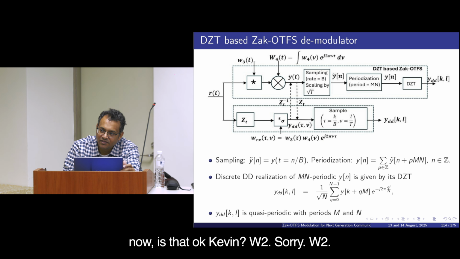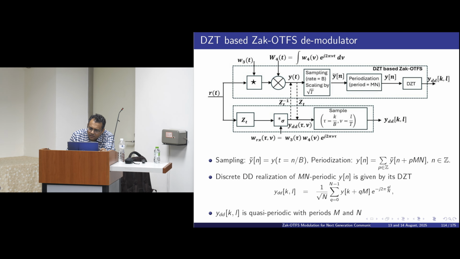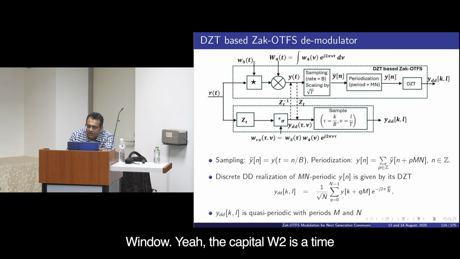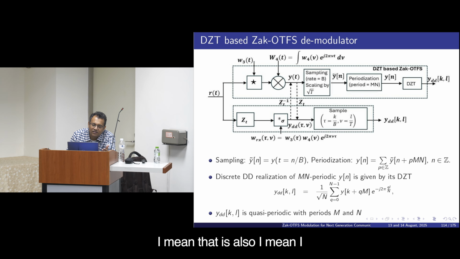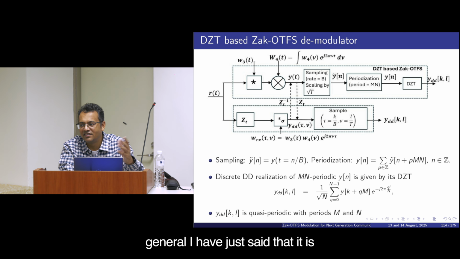Is that okay, Kevin? Sorry? W2 window. Yeah, the capital W2 is a time window. What is the small W3? No, I have just kept it general. To keep it general, I have just said that it is a filter.